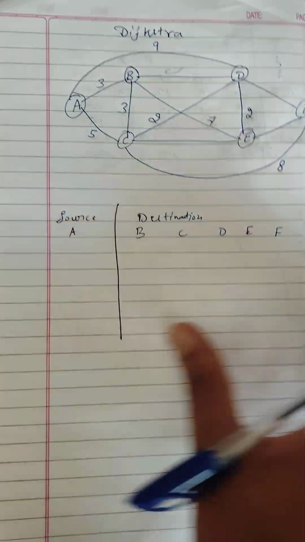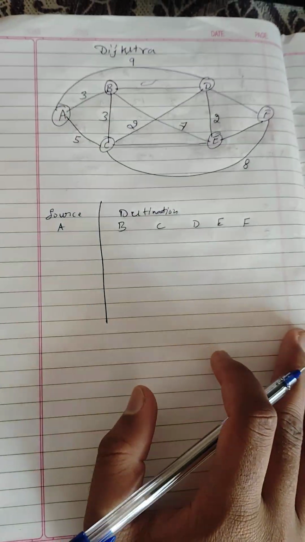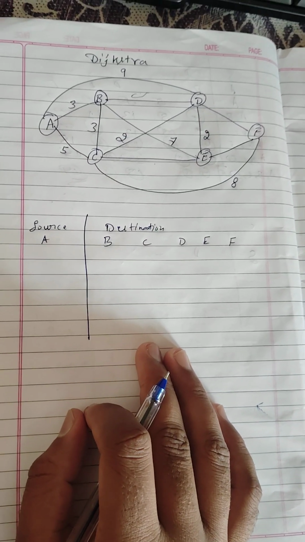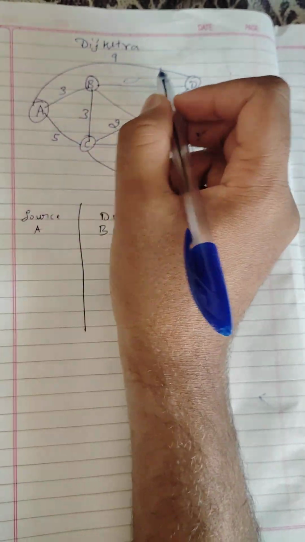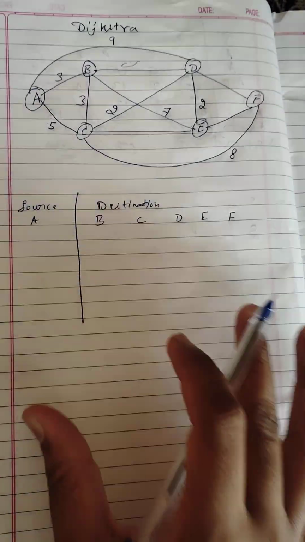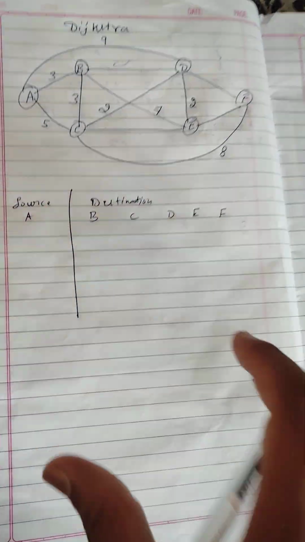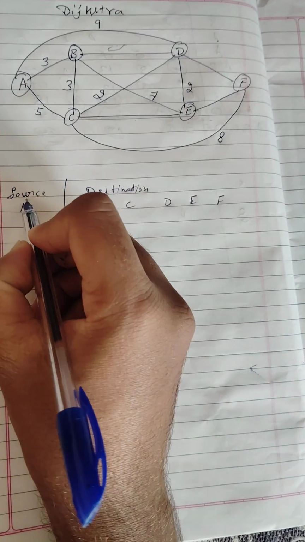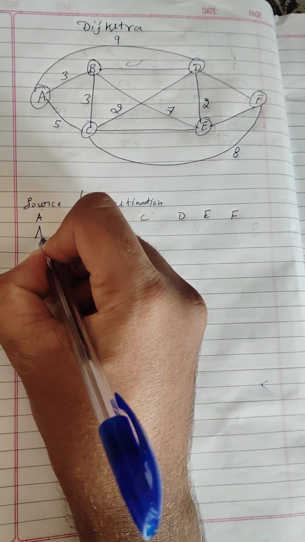There are many methods, but I follow this method because it is very easy. In second year as well we studied this in mathematics for finding the shortest path. Dijkstra algorithm means finding the shortest path, along with its methodology, where we have a source and a destination. The source is A, so first we will take A.